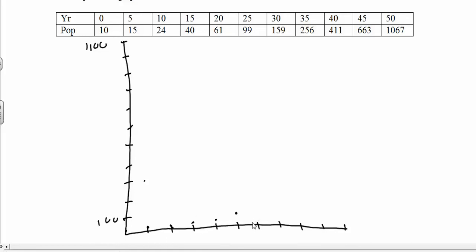But then things start to pick up because now your base population is a bit bigger. So by year 30, you're at 159. And then at year 35, you're at 256. And then 400. And then 663. And then by the end of this time period, you're way up here. So again, very small changes at the onset, but then those changes really start to pick up as you go on, giving us that characteristic J curve.